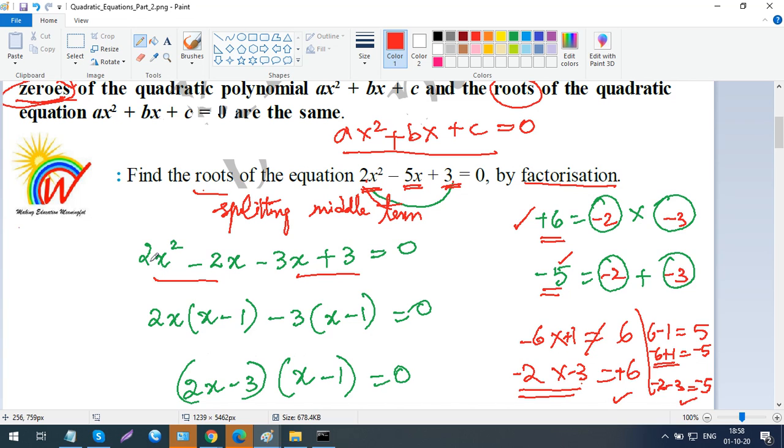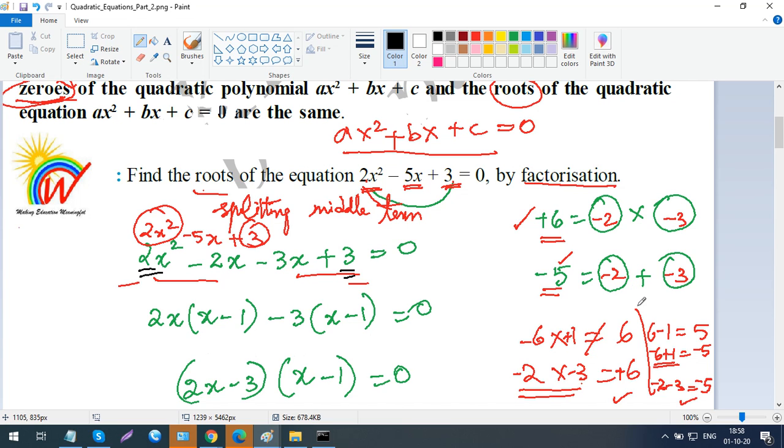Now I am going to write this. See, I have got 2x square minus 5x plus 3, isn't it? The 2x square and the 3 will be written as it is. Only the middle term, instead of 5x, I am going to write it as minus 2x minus 3x, because minus 5 is actually minus 2 plus minus 3, right?